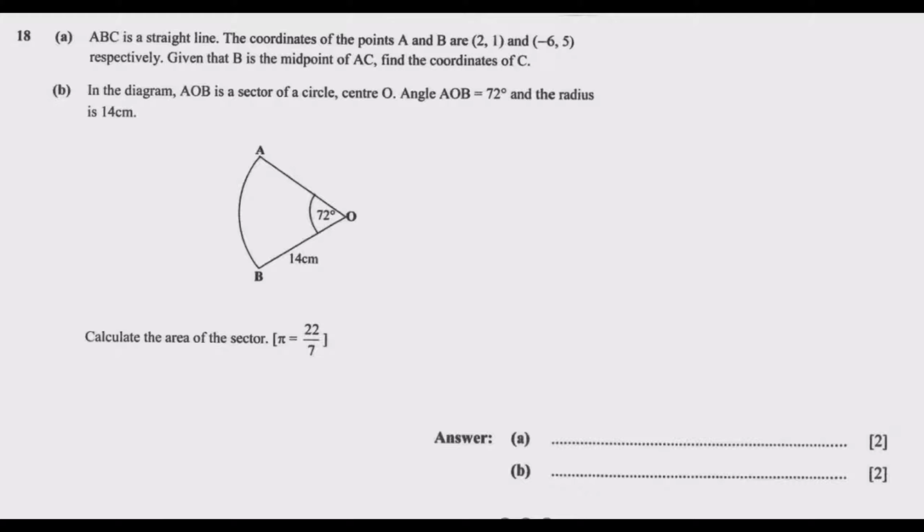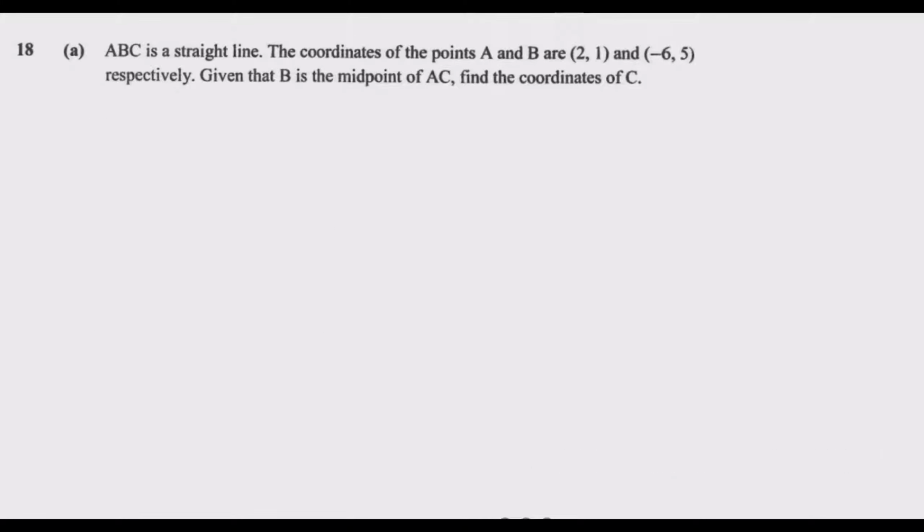So let me move to the new page where I'm going to create enough space to solve these questions in the easiest possible way. So we start with question 18a. We've been told that ABC is basically a straight line. Then we have 3 points, of which point B is the midpoint of the line AC. Point A and B are given to us. So the question is we need to find the coordinates of C.